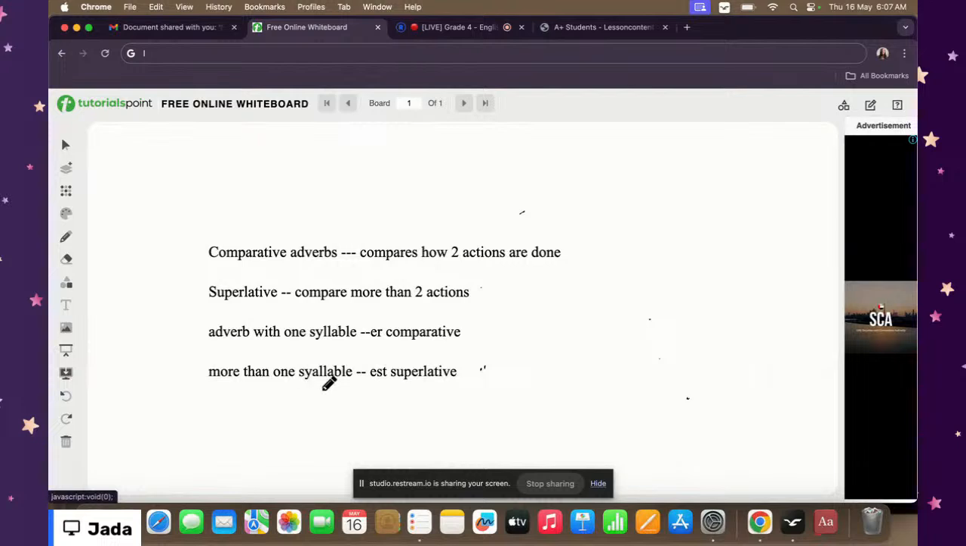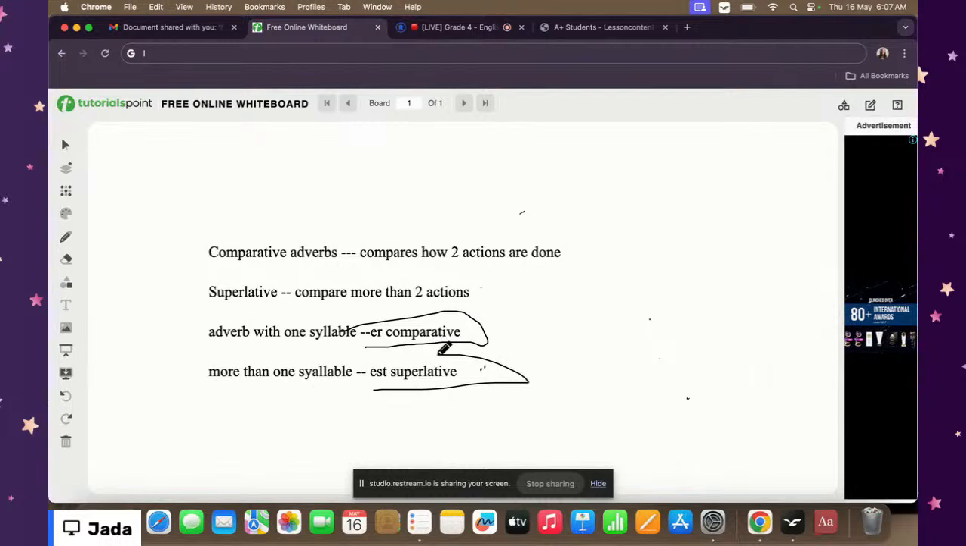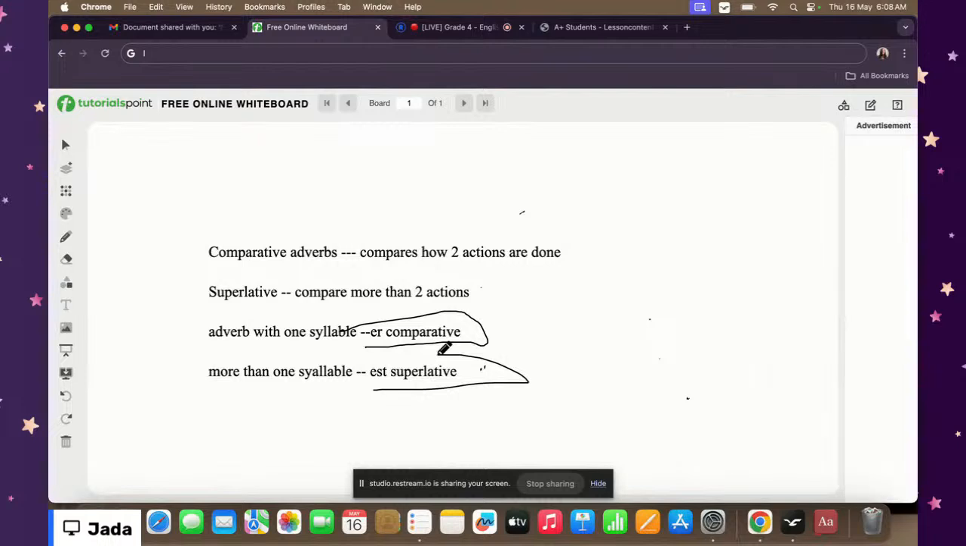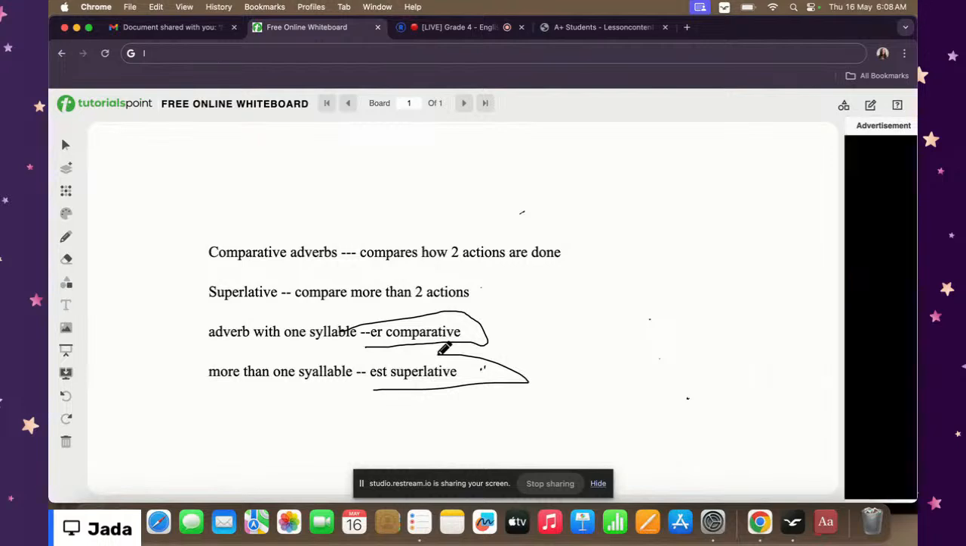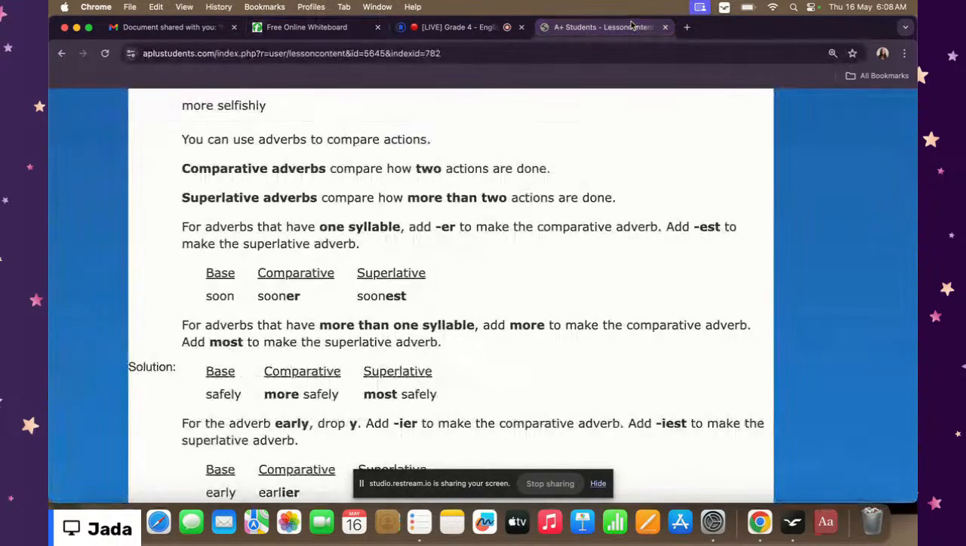So I want you all to take notes. Er is comparative and est is superlative. So when you see adverbs with est, you know that that's superlative. And if you see adverbs with er, you know that is comparative. Okay?